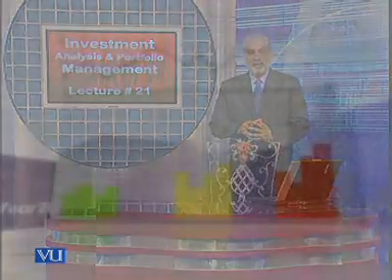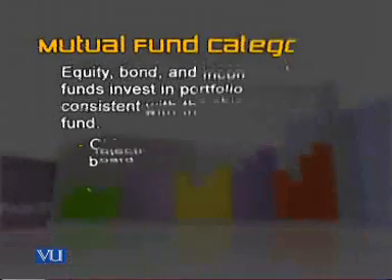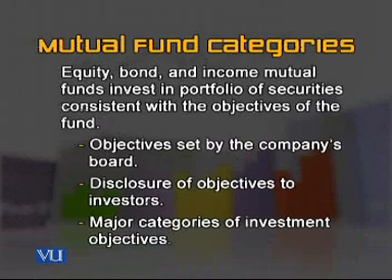Whatever the case may be for a mutual fund to decide where to invest, the objectives have to be set by the management company's board. On the outset, before they take in the money, they have to decide what sort of a mutual fund they're getting into. It is for them to let the investors know what the mutual fund plans to do with the money that they're going to take.